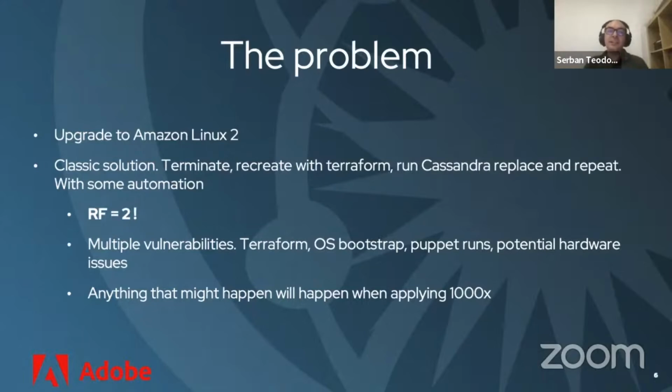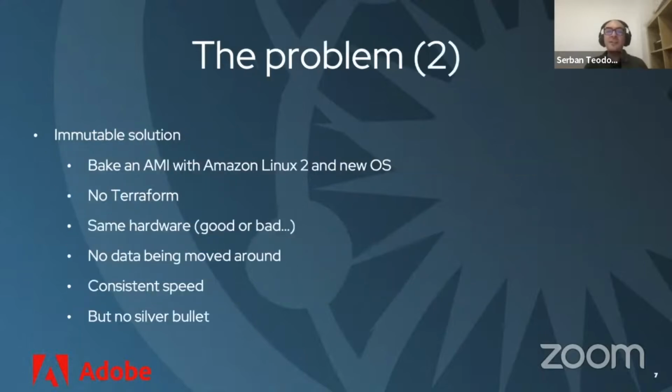Applying the Netflix solution implied having AMI already baked with Amazon Linux 2, the new OS, and Cassandra pre-installed. That means no Terraform plan and apply. Using the same hardware and just replacing the root without moving any kind of data around.